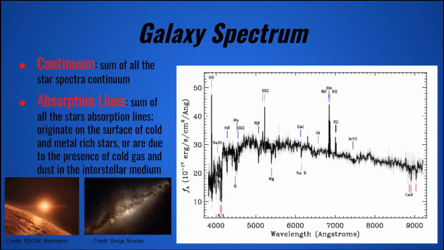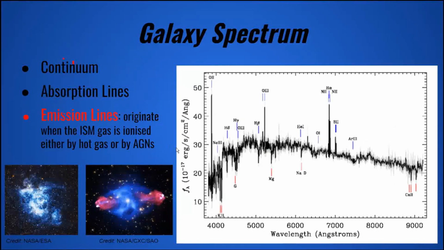When it comes to a galaxy, it's a bit more complicated because the continuum is the sum of all the stars in the galaxy. The absorption lines, again, are the sum of all the absorption lines of all of the stars, and also if there is cold gas or dust within the galaxy. And then we got emission lines, which are due to gas, like this nice oxygen one, gas which is either within the galaxy or on the path that the light has to cross to get to us.